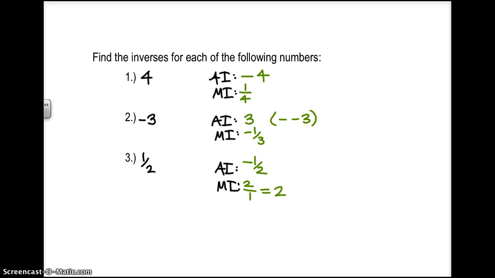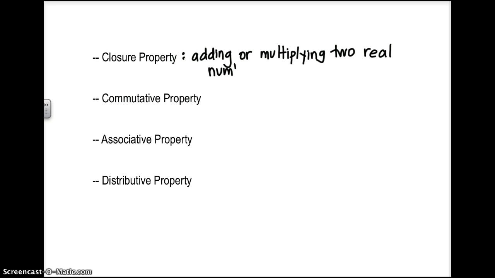A couple other properties we need to talk about. The first one is the closure property. So it's a little bit more detailed. But what it means is that adding or multiplying, right? Those were the two operations we were working with. Adding or multiplying two real numbers gives back a real number. So adding and multiplying two real numbers equals another real number.